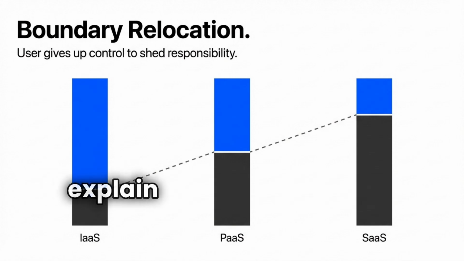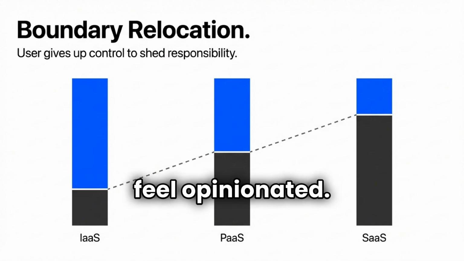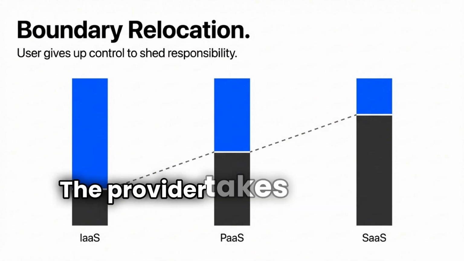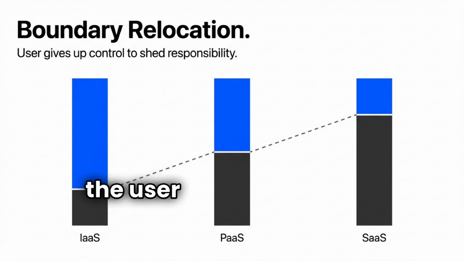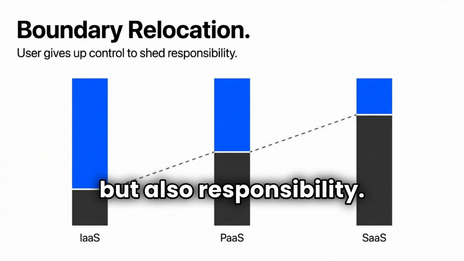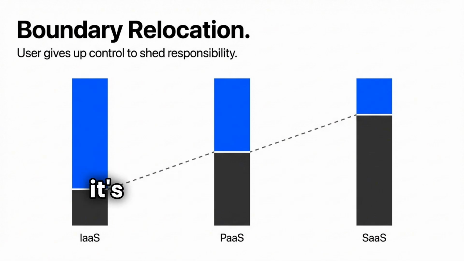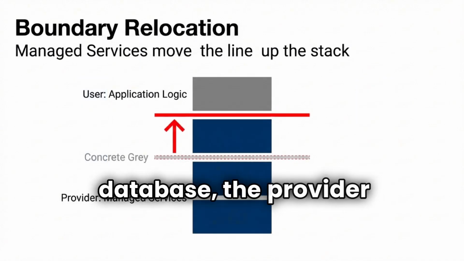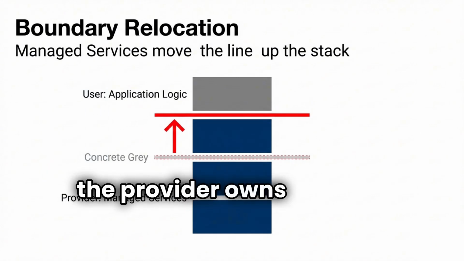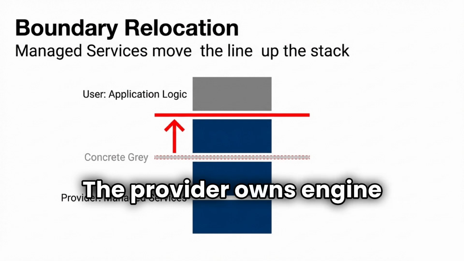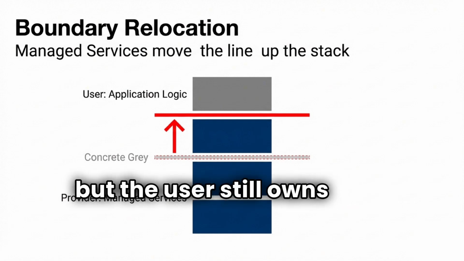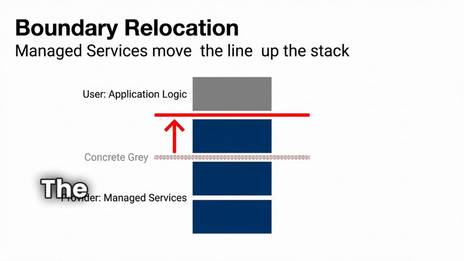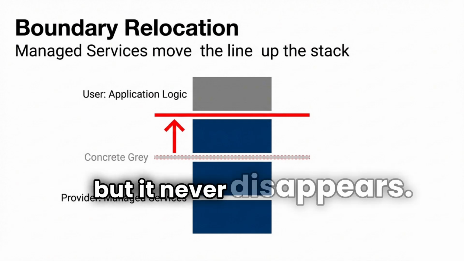Ownership boundaries also explain why cloud services feel opinionated. A managed service usually draws a boundary higher in the stack. The provider takes ownership of more layers. The user gives up control, but also responsibility. This is not magic, it's boundary relocation. For example, in a managed database, the provider owns patching, the provider owns failover, the provider owns engine maintenance, but the user still owns data modeling, access permissions, query efficiency. The boundary moves upward, but it never disappears.